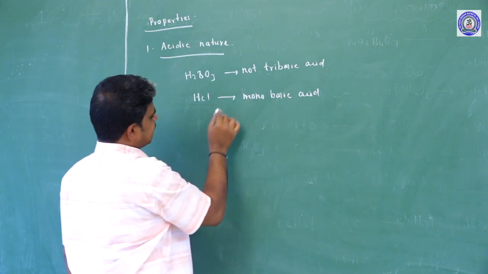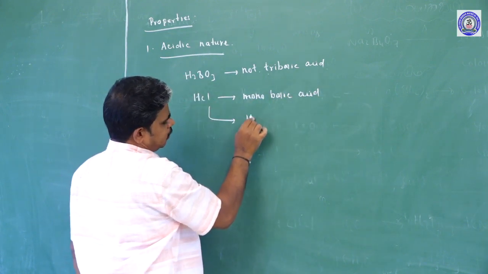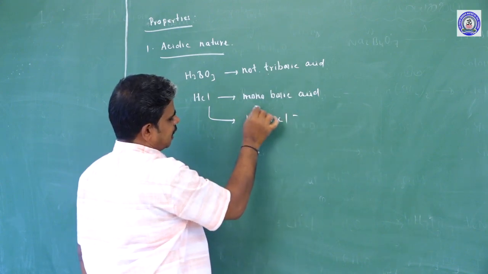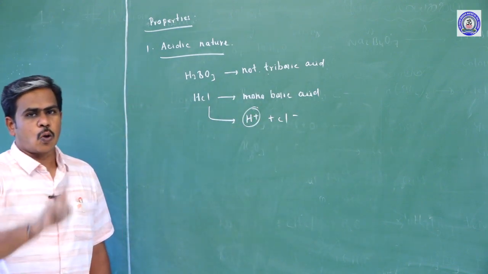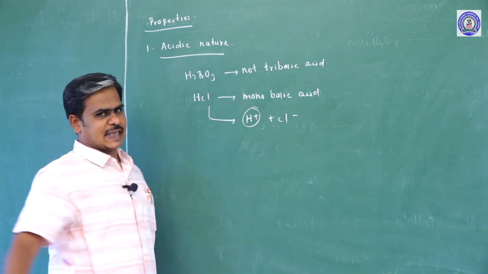What do you mean by monobasic acid? On dissociation, it produces H+ and Cl-. So it produces 1 proton. So, it is a monobasic acid.